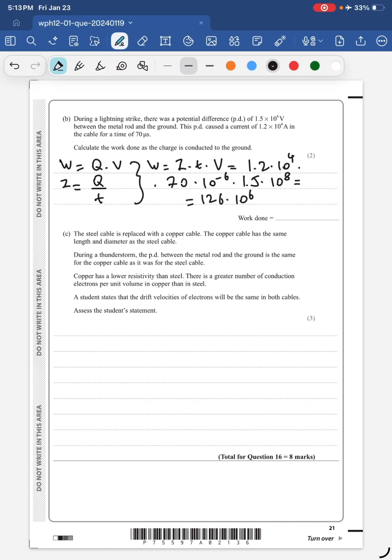If you multiply all this together, you get 126 times 10 to the 6 joules. That's a really large energy, okay? Which is what you expect, right? It's lightning.